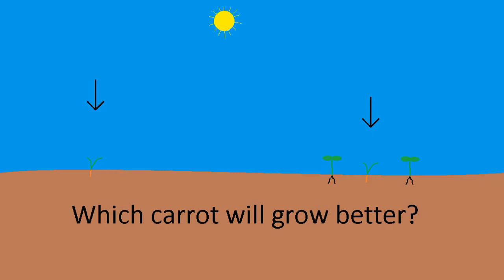Beans tend to grow faster and larger than carrots. So which of these carrots will grow faster? The one in the sunlight or the one between the fast-growing beans? Well, let's see the demonstration to find out.